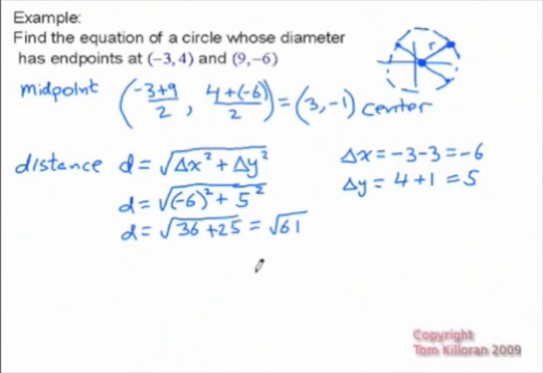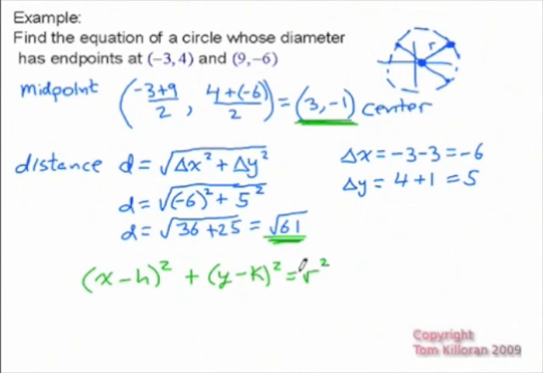Alright, so we have the center, which is 3, negative 1, and we have the length of the radius, square root of 61. So the next step would be to plug it into the equation of a circle, which is x minus h all squared plus y minus k all squared is equal to the radius squared. h in this case is 3, k is negative 1, and r is the square root of 61.